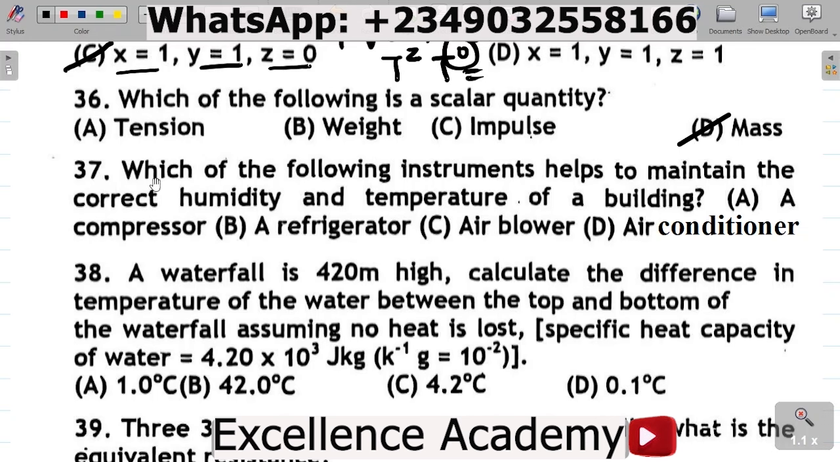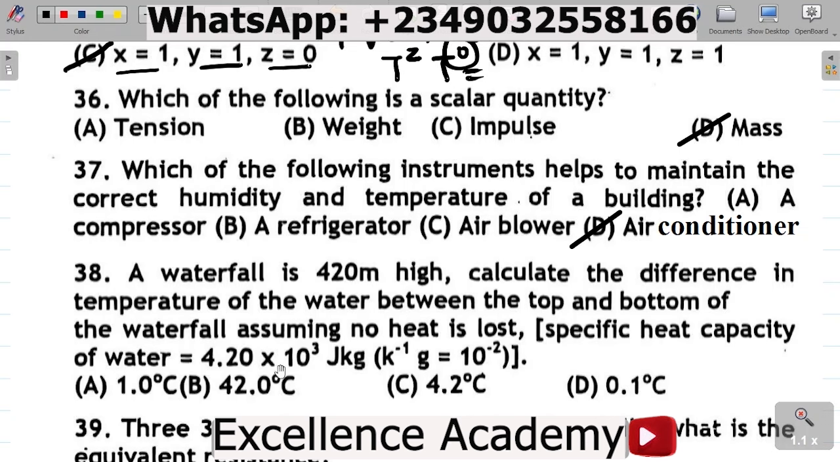37. Which of the following instruments helps to maintain the correct humidity and temperature of a building? A. Compressor. B. Refrigerator. C. Air blower. D. Air conditioner. Very simple question. The answer there is D, air conditioner. All right. Question 38. A waterfall is 420 meters high. Calculate the difference in temperature of the water between the top and bottom of the waterfall, assuming no heat is lost.